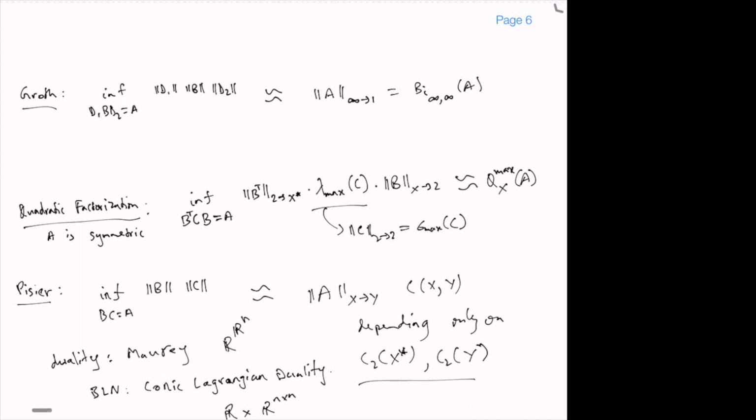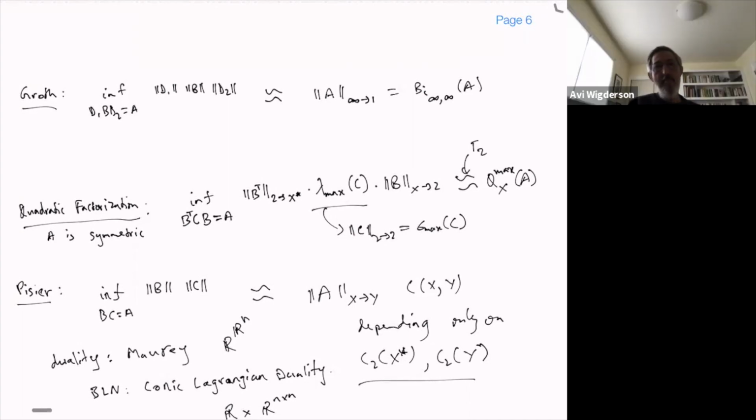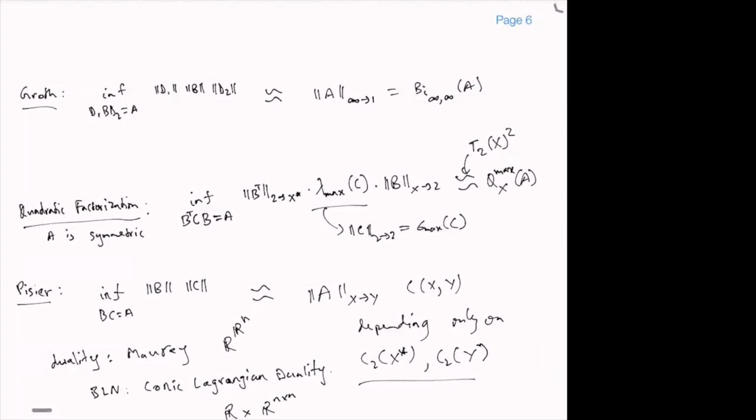So the equivalence here is hiding the type 2 constant of the norm x squared. Again, I don't want to define this today, but the point is that for L infinity, as Avi is saying, this is actually equal to log n. I want to compare this to the bilinear case. The quadratic case is more general, it captures more problems. And as a result of this generality, the factorization theorem necessarily must lose this logarithmic factor, even in the L infinity case.